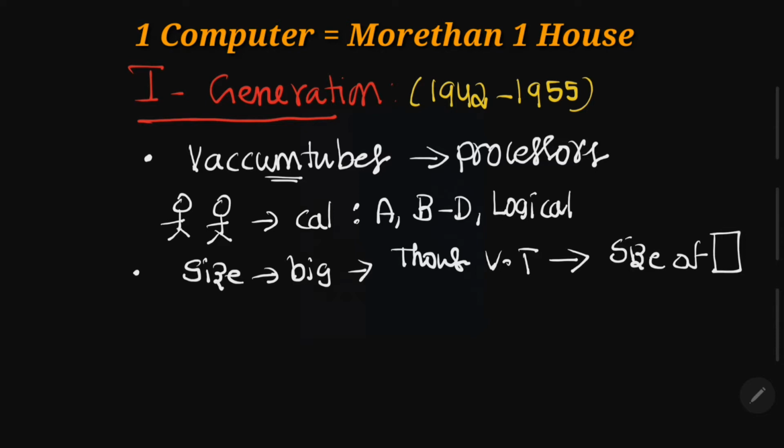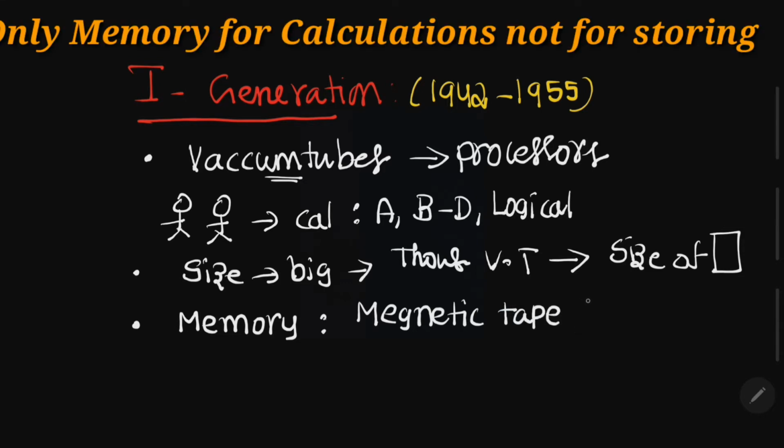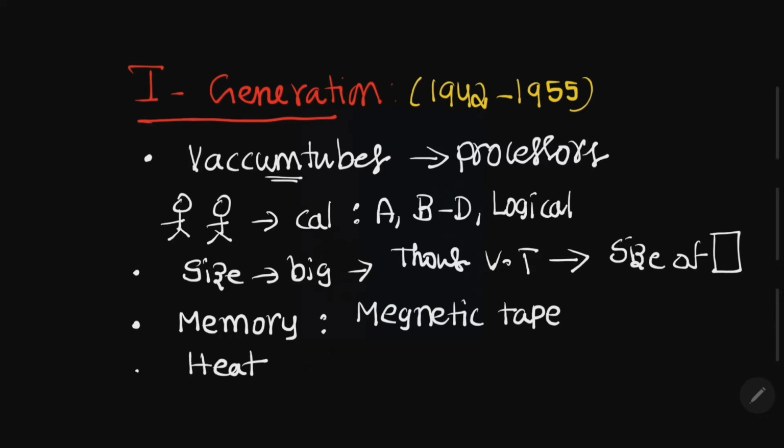It occupies a complete room. Okay, so the memory of the computer, meaning primary memory, during that time is magnetic tape. With the help of magnetic tape the primary data is stored. It generates a lot of heat, because each vacuum tube produces a lot of heat.